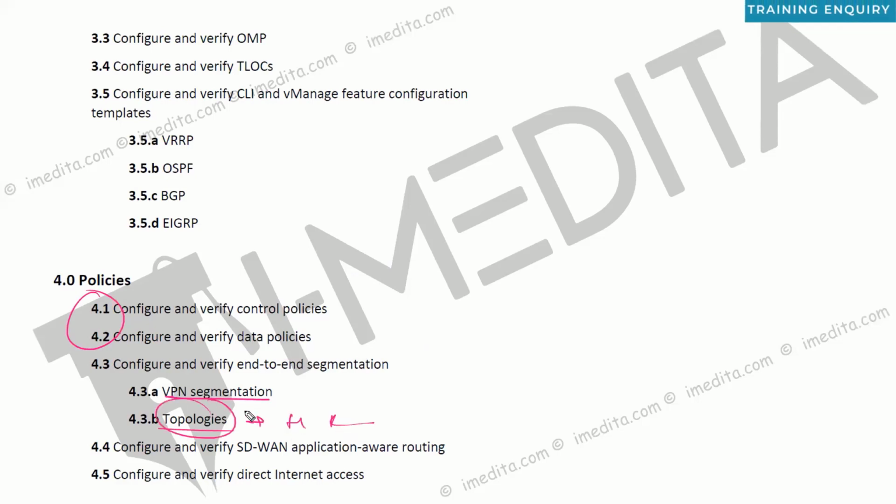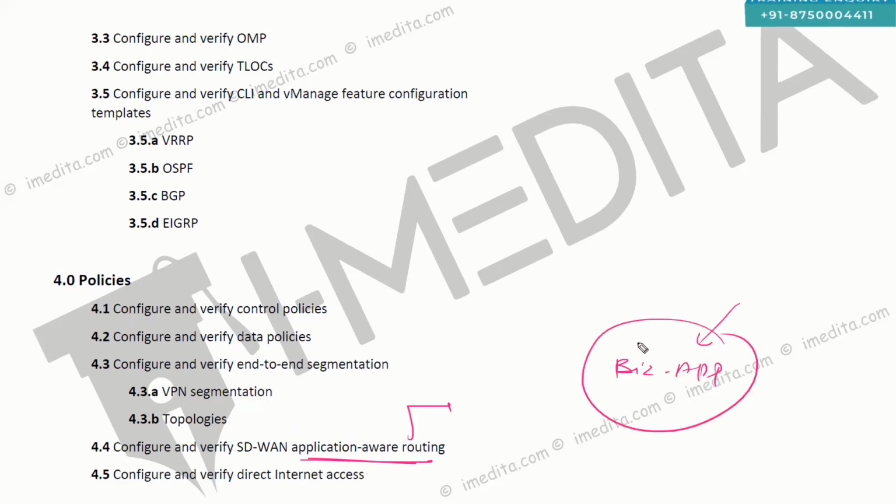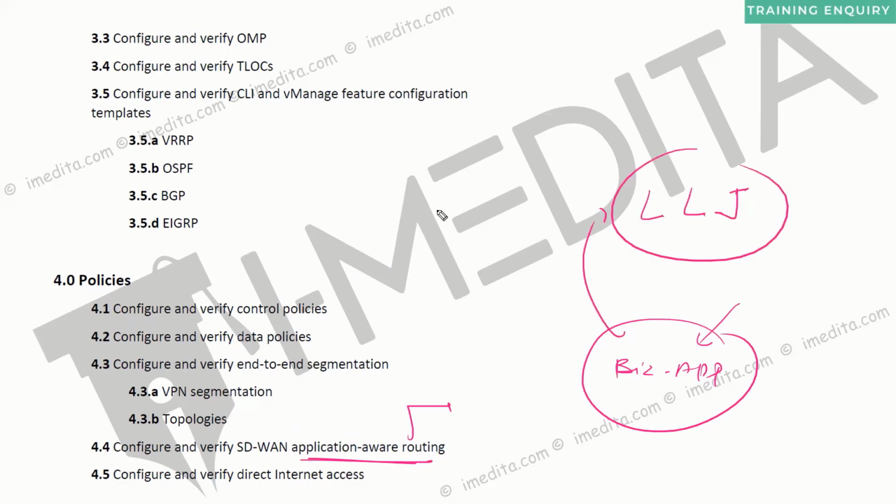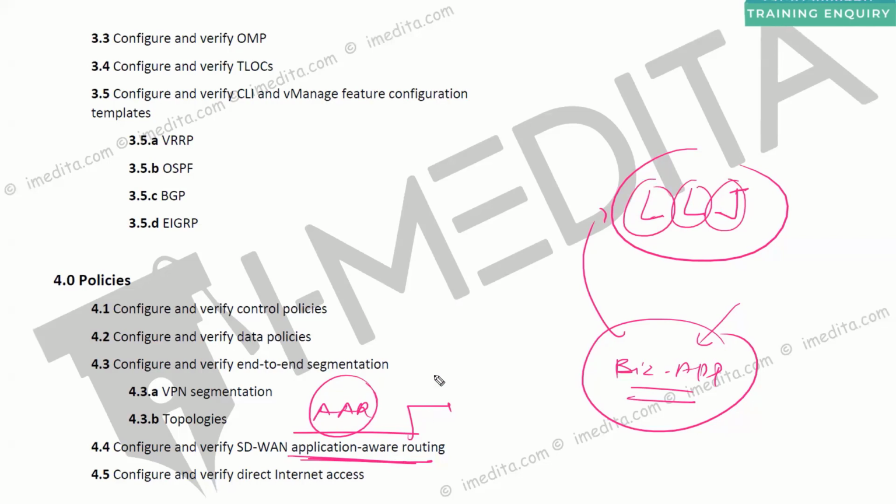full mesh topology, partial mesh topology, different types of topology. Application aware routing means we have some business critical application, and for that application, a path should be chosen that has low loss, latency, and jitter. So I can configure application aware routing, where your SD-WAN can continuously monitor the loss, latency, and jitter on the path, and it is going to choose the path with the low loss, latency, and jitter for certain application traffic. That is what we refer to as application aware routing. We will see how to implement it.